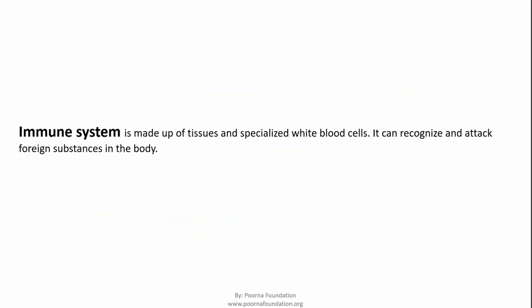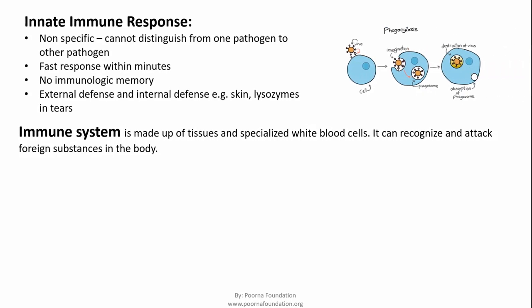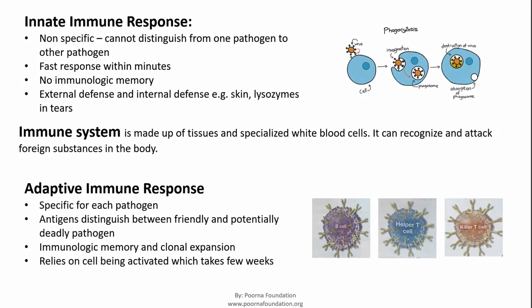The immune system is made up of tissues and specialized white blood cells. It can recognize and attack foreign substances in the body. There's the innate immune response, which is non-specific, cannot distinguish from one pathogen to another, has a fast response within minutes, has no immunologic memory, and has external and internal defenses, examples of skin and lysosomes and tears.